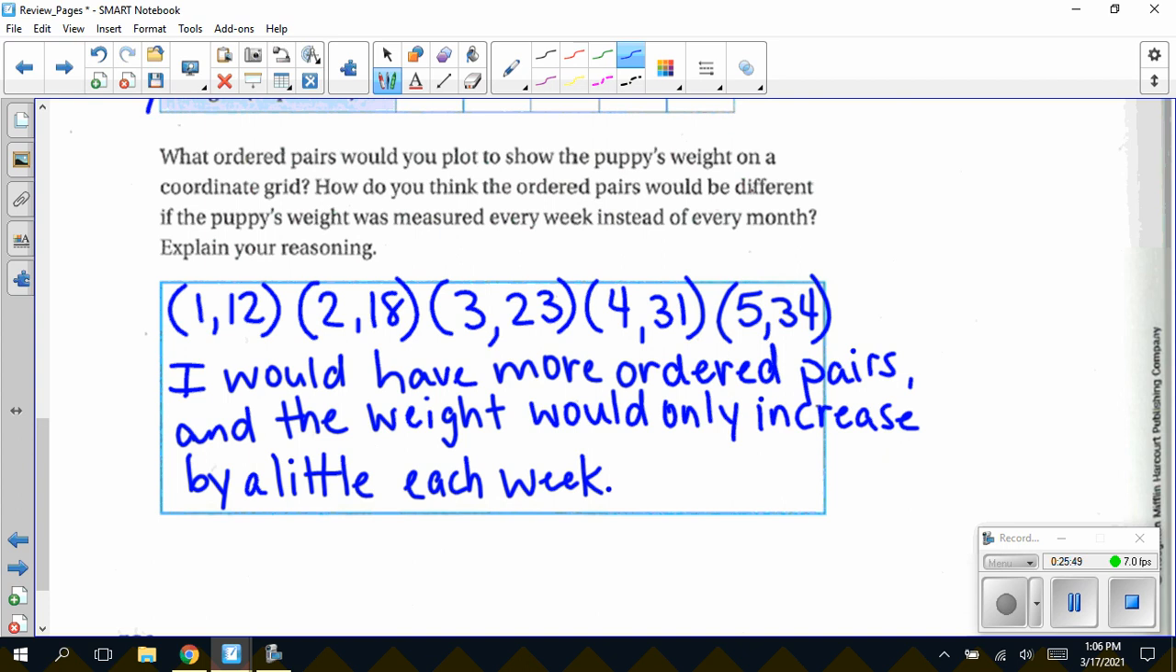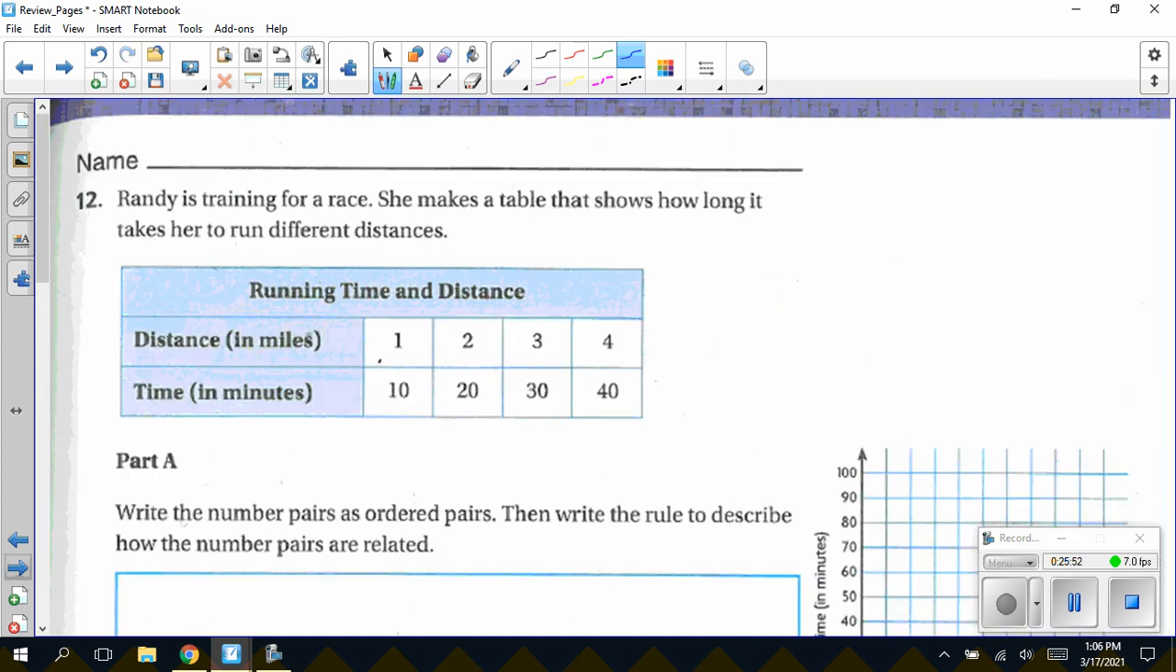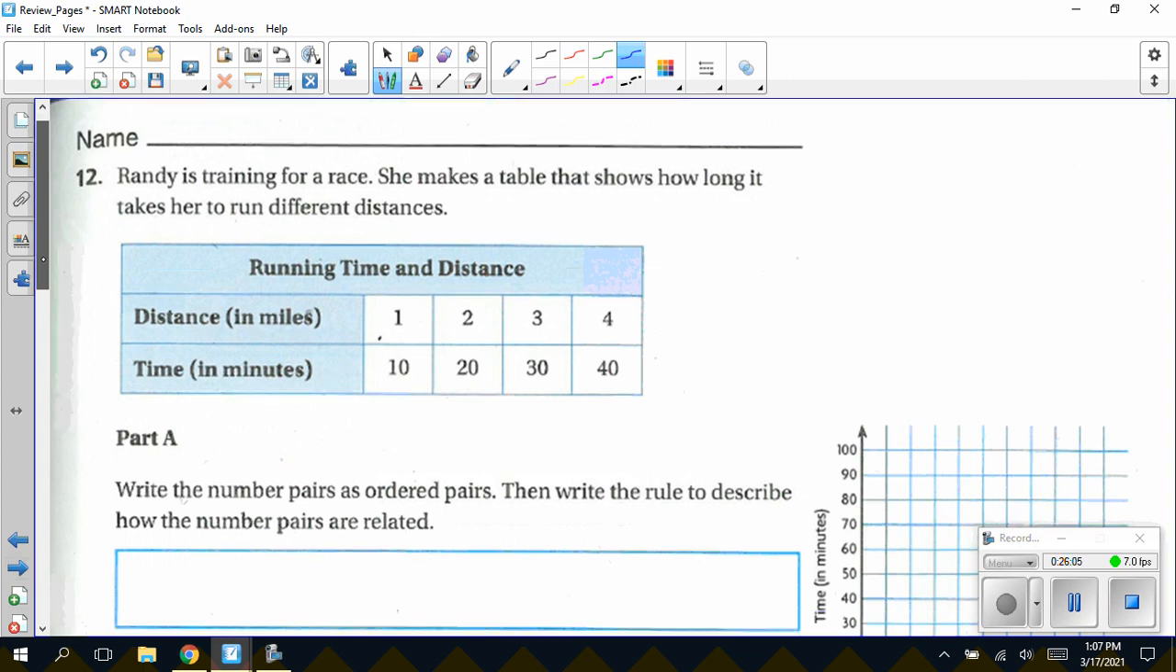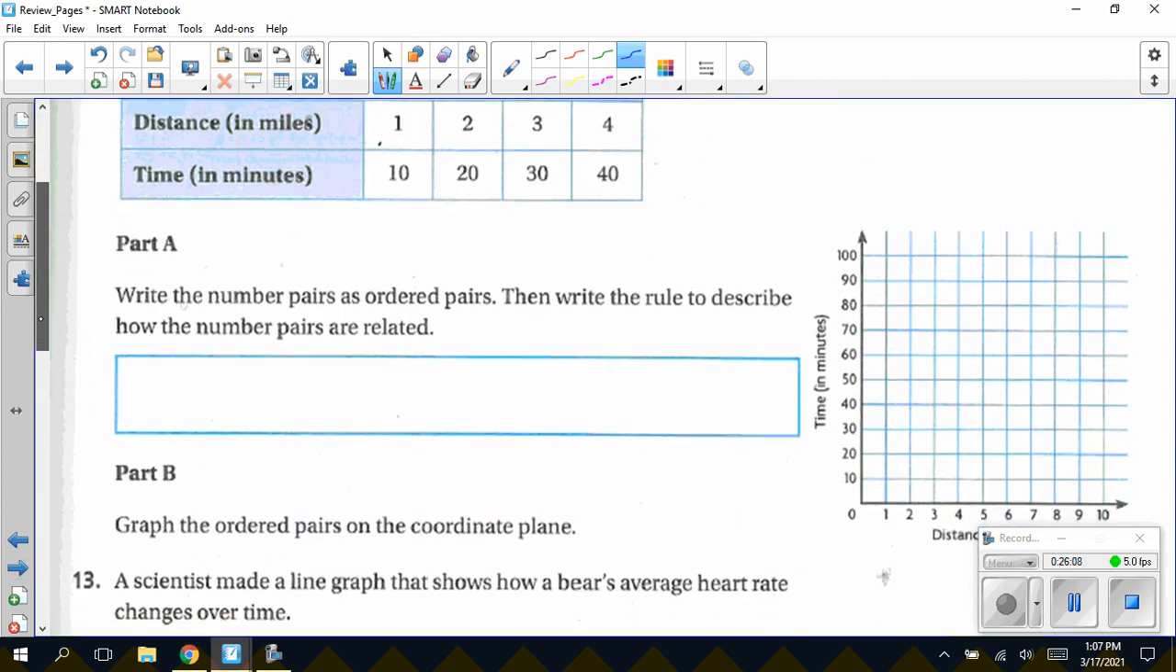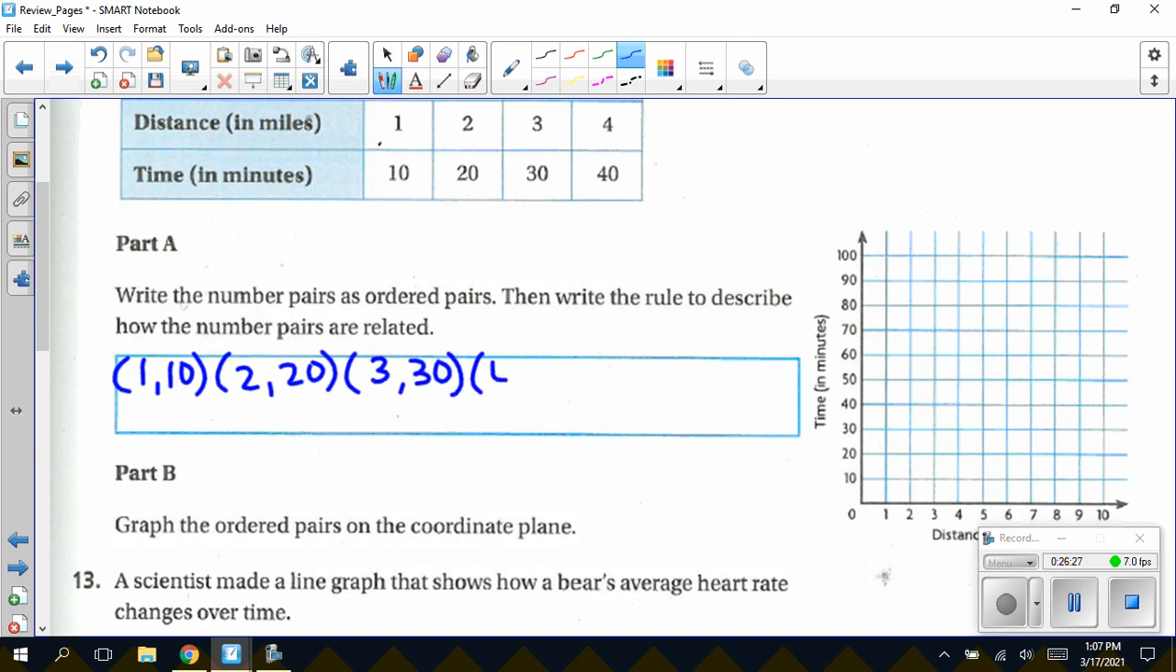All right, moving on to the next page. Number 12, Randy is training for a race. She makes a table that shows how long it takes her to run different distances. So we have distance being measured in miles, and then the time is being measured in minutes. For part A, they want us to write the number pairs as ordered pairs, and then write the rule to describe how the number pairs are related. So, my ordered pairs, I have 1, 10, 2, 20, 3, 30, and 4, 40.